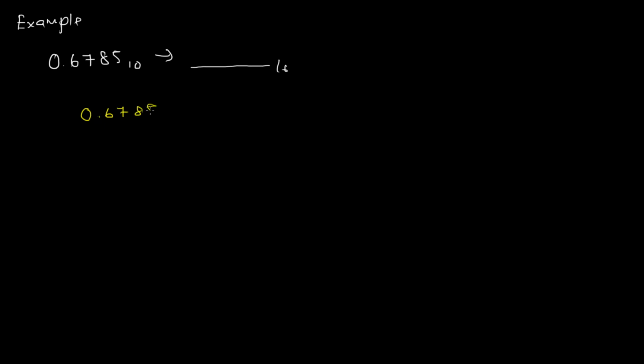0.6785 multiply with 16. You may use your calculator. You're going to get 10.856. So you put the number which is in front of the decimal point, like 10. The balance decimal values you put here, 8, 5, 6. Then you have to take this number, write it over here, 0.856, multiply again with 16.